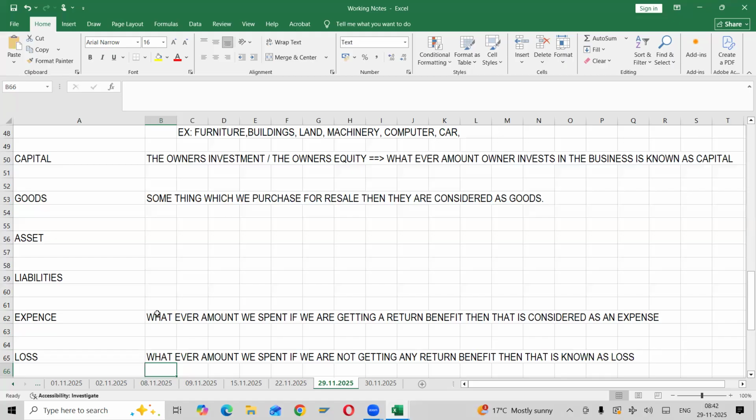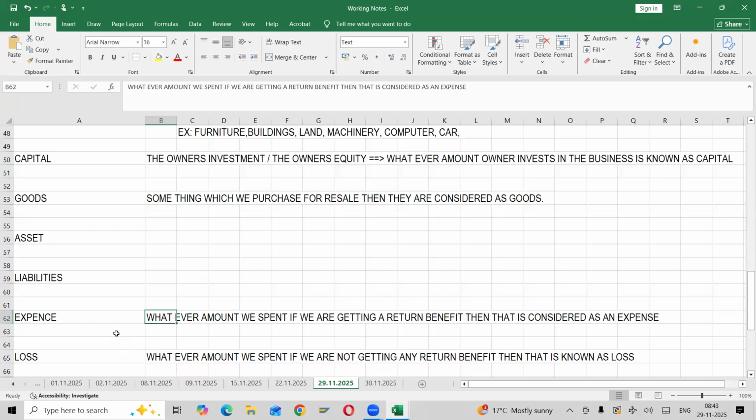Exactly. For example, this particular course, you are paying a lot of amount for this course. Is it an expense or a loss? Expense. Again, if you are getting some benefit with this course, then it is considered as an expense. If you are not getting any return benefit, then it is considered as a loss. Same with time. You are spending time here. If you are getting any return benefit by spending time, then that is your expense of time. And if you are not getting anything, then it is a loss of time. Understood the difference between these two? Simple difference, as I said.